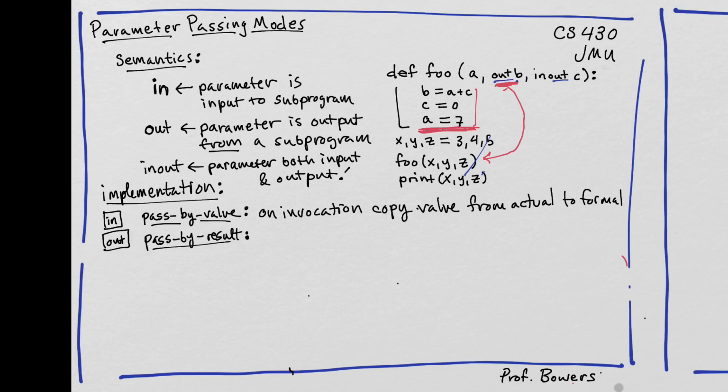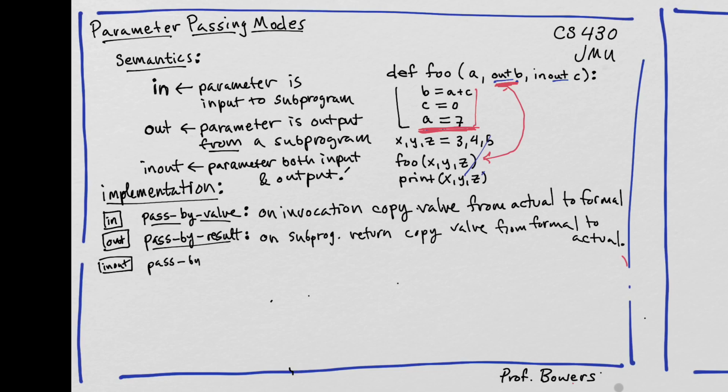So here, pass by result is, on subprogram return, copy value from formal to actual. Okay. And then an obvious way of implementing in-out mode is to do both of these. So this is sometimes called pass by copy. It's also sometimes called pass by value result.